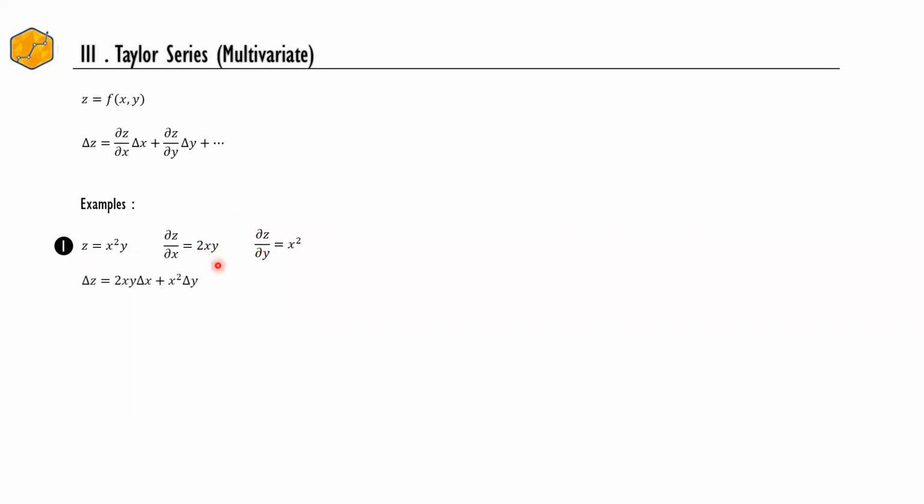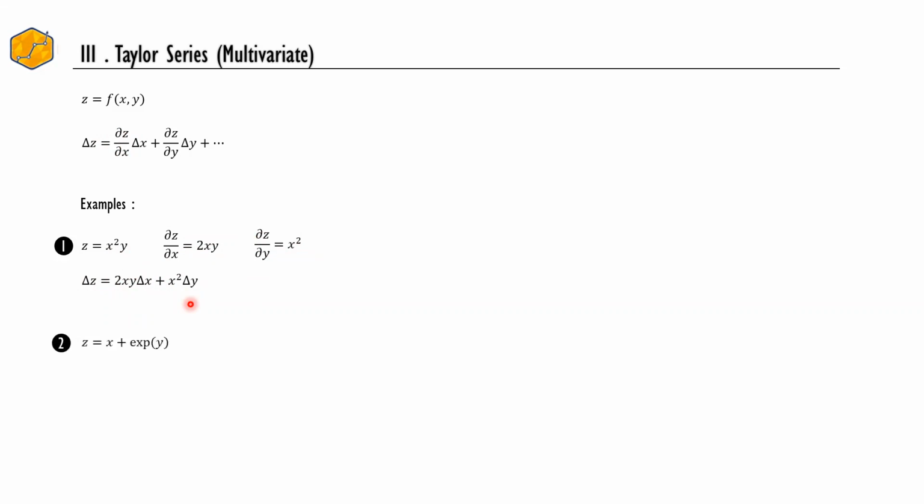All right, okay, continuing this, you can just plug in. So delta Z is 2XY times delta X. Right, and then this guy, which is X square times delta Y, that's the expression for total change in Z.